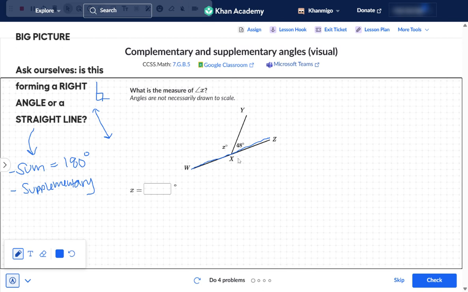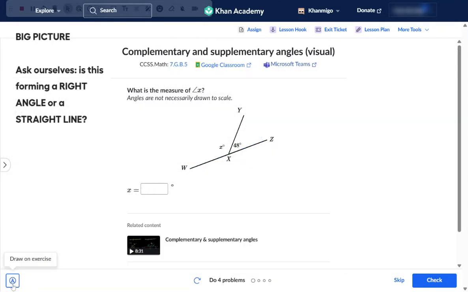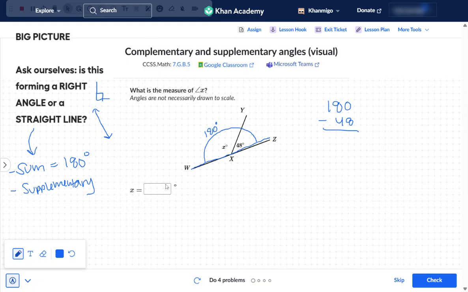For the annotation, we draw a big arc showing that the total is 180 degrees. The grand total for these two angles is going to be 180. Writing out an equation, we can solve for x: 180 minus 48. Using a calculator to check, 180 minus 48 gives us 132.